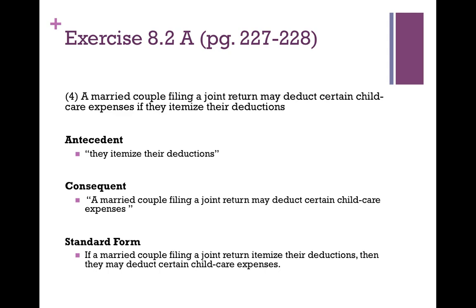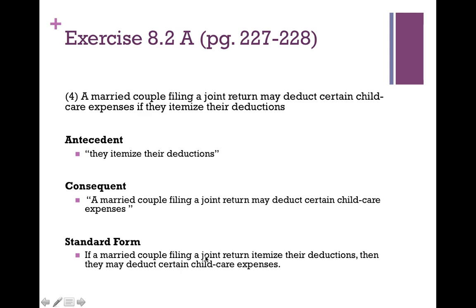Now, I know that this is worded a little bit differently than how I have the antecedent and consequent worded up here. I could have left these propositions worded just as they are. I could have written if they itemize their deductions, then a married couple filing a joint return may deduct certain child care expenses. What I did though is I just took married couple filing a joint return and substituted it in place of they right here. So I just did that for stylistic reasons.